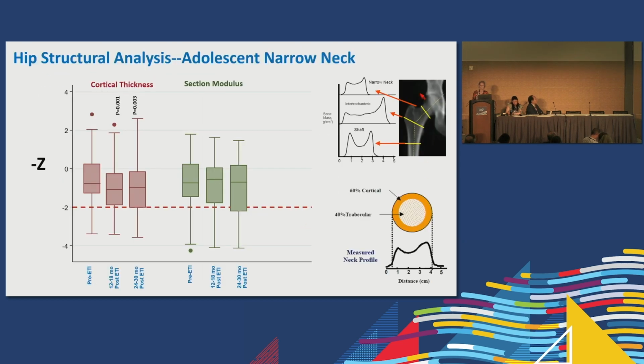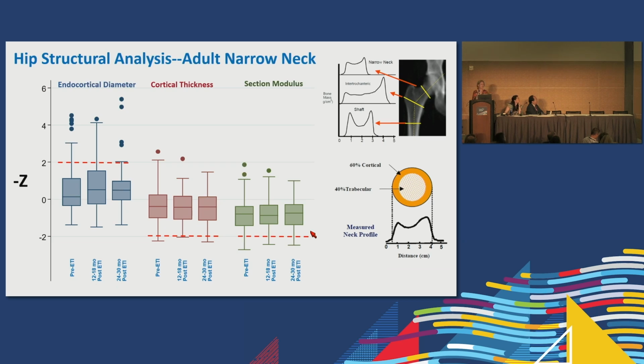So, just a little bit more about hip. In adolescents, here we're looking at this narrow neck to give you a sense of what we're looking at cross-sectionally. Here's that cortical thickness. And what we're seeing is that in that first 12 to 18 months, cortical thickness is decreasing. That was unexpected. And that persisted at 24 to 30 months. Section modulus is a measure of strength, so bending resistance. That was lower than normal, but didn't really change over that time frame. Here we're looking at this in adults.